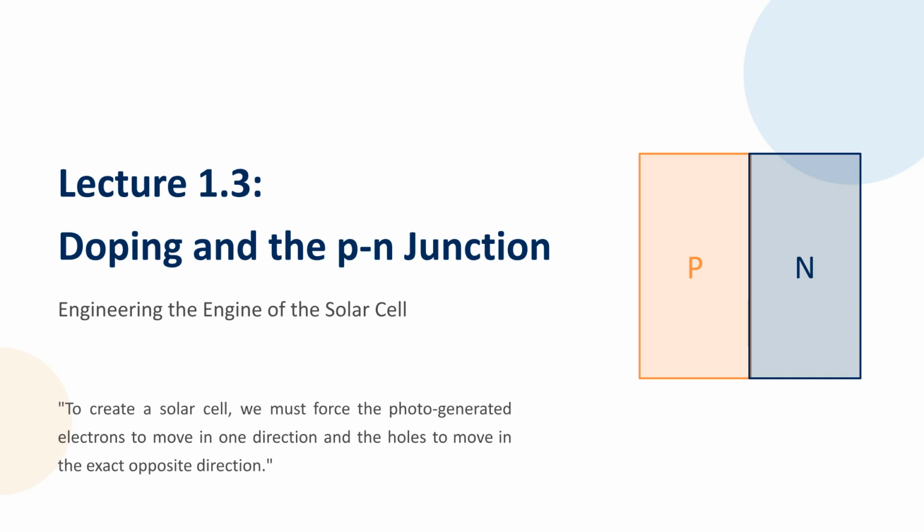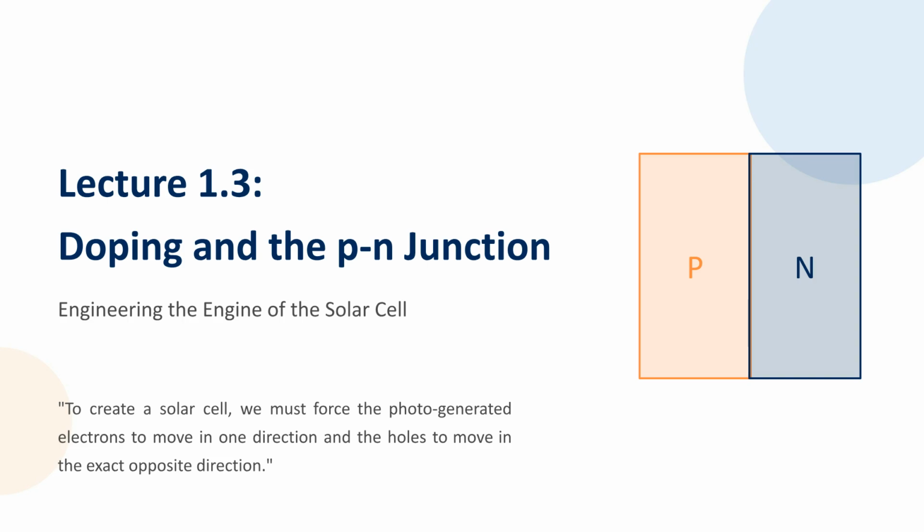Welcome back to Module 1. In our last lecture, we explored semiconductor band theory. We learned how continuous energy bands form, what the band gap is, and how Fermi-Dirac statistics help us predict the population of electrons and holes. However, we ended with a critical problem.